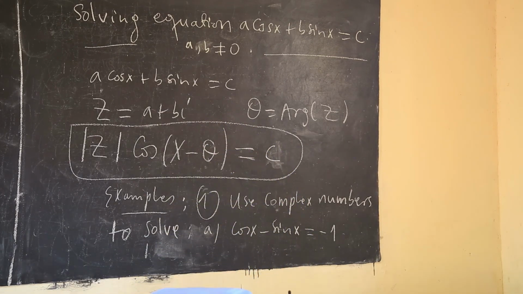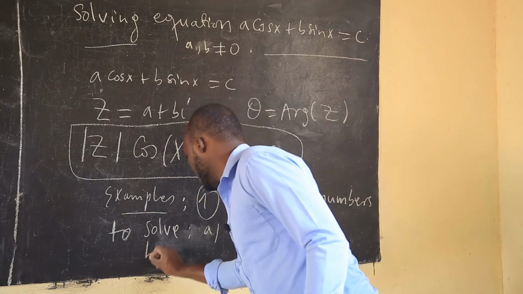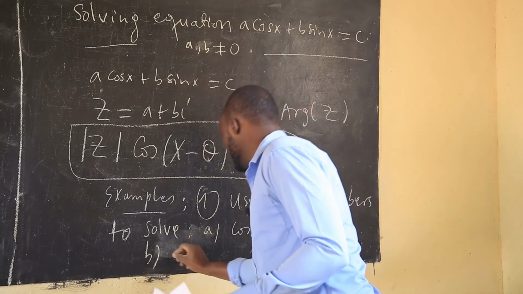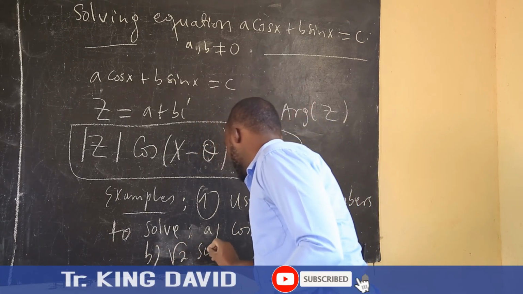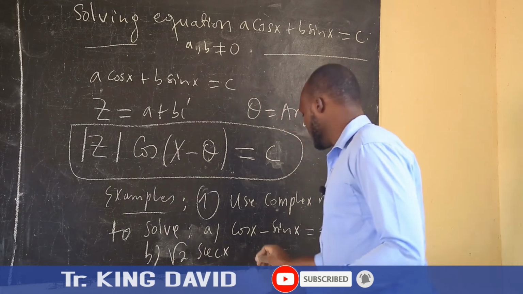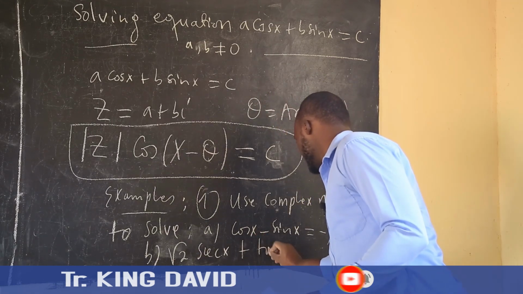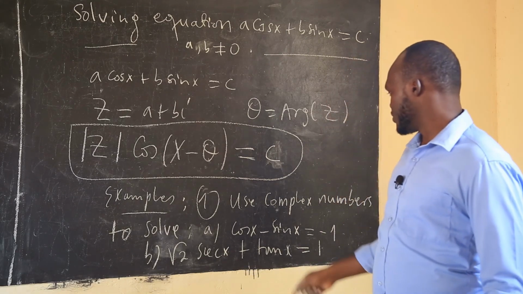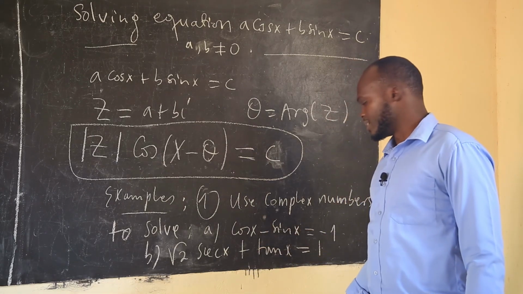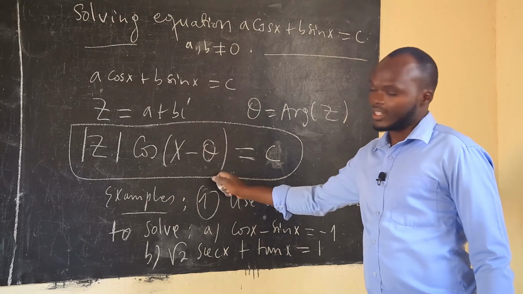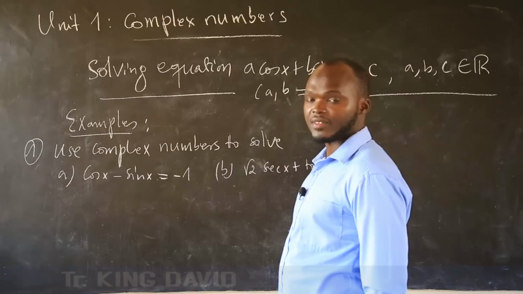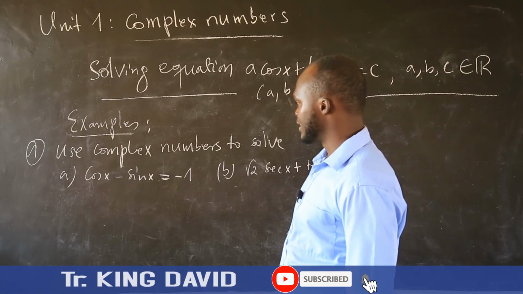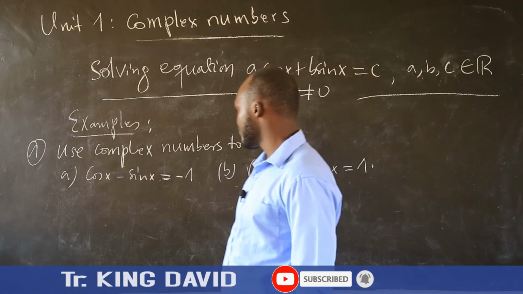We have b. Our b is √2 sec x plus tan x equal to 1. So let us try to solve, to do these examples to understand how to use this formula. Okay, now let us solve those examples.